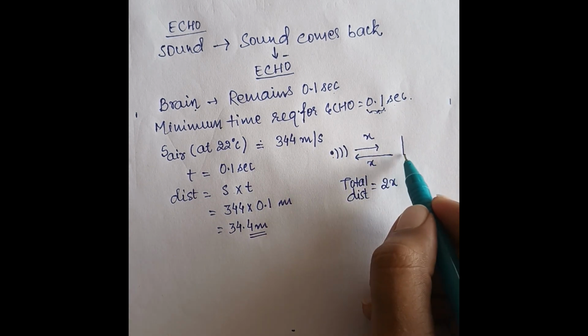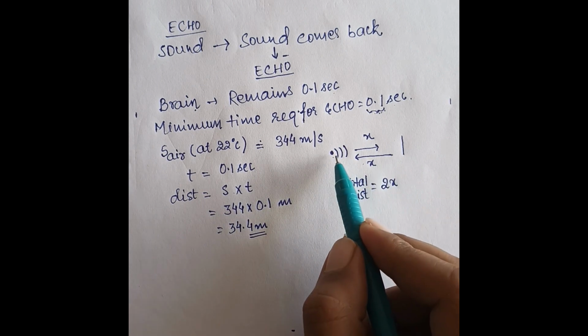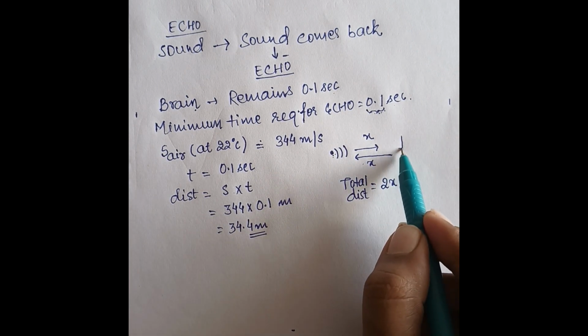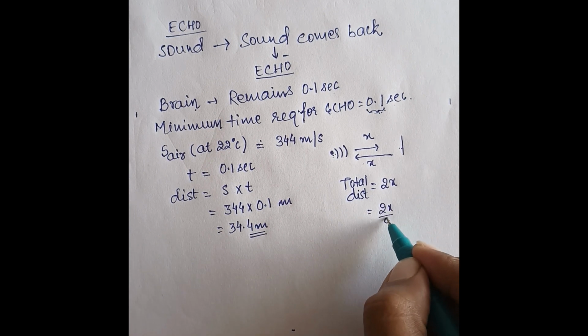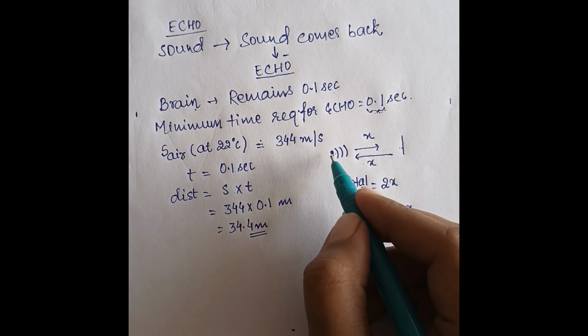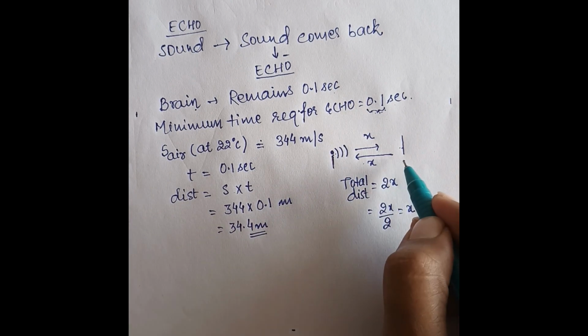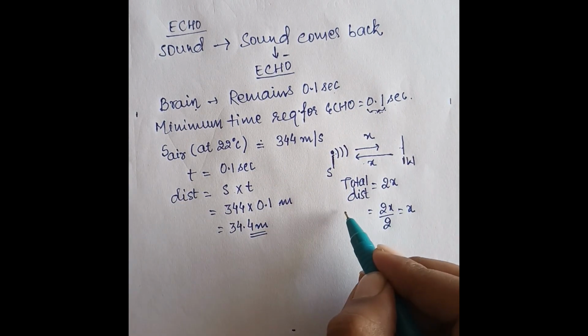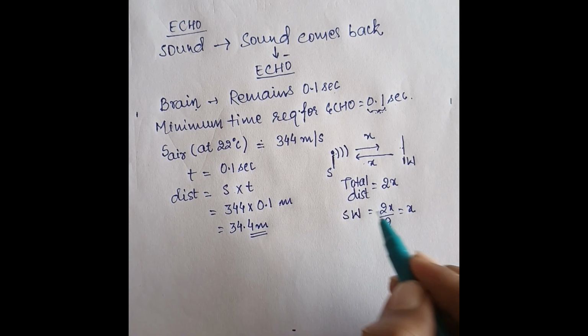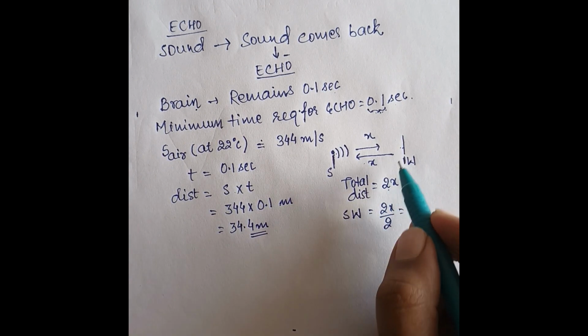This is x plus x, 2x. So therefore, to find the minimum distance, this distance is how much? This distance is equal to 2x divided by 2, that is x. The distance between the sound and the wall. This is sound and the wall. The distance between sound and wall is 2x, the total distance, divided by 2.